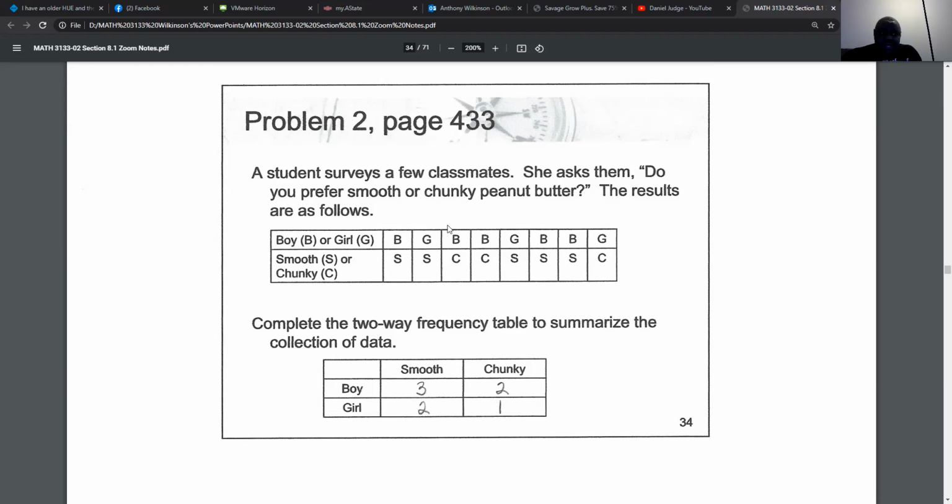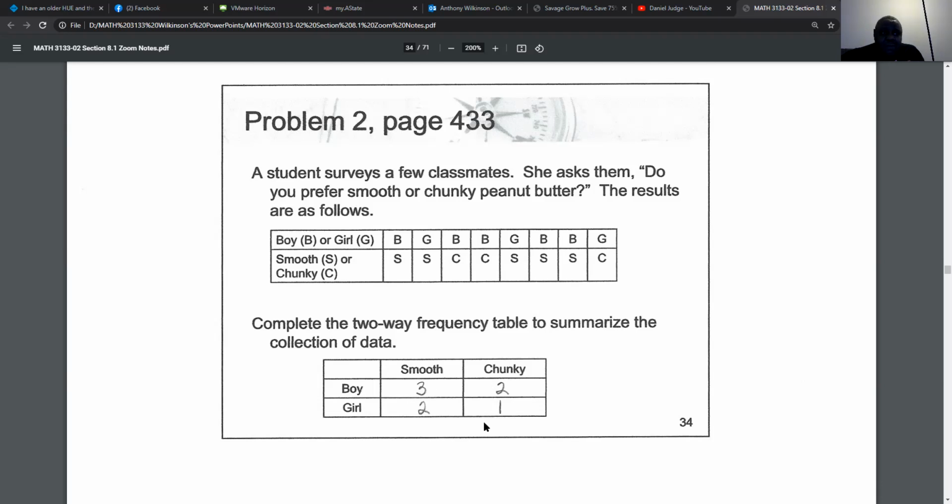As for chunky, here are the 2 right here, the 2 boys that prefer chunky. So that's why there's a 2 there. Now for the girls that love smooth peanut butter, there's only two. Here and here. This girl prefers smooth, and this girl prefers smooth peanut butter as well. So that's only 2. And then there's only 1 that prefers chunky peanut butter. 1 girl preferring chunky peanut butter.